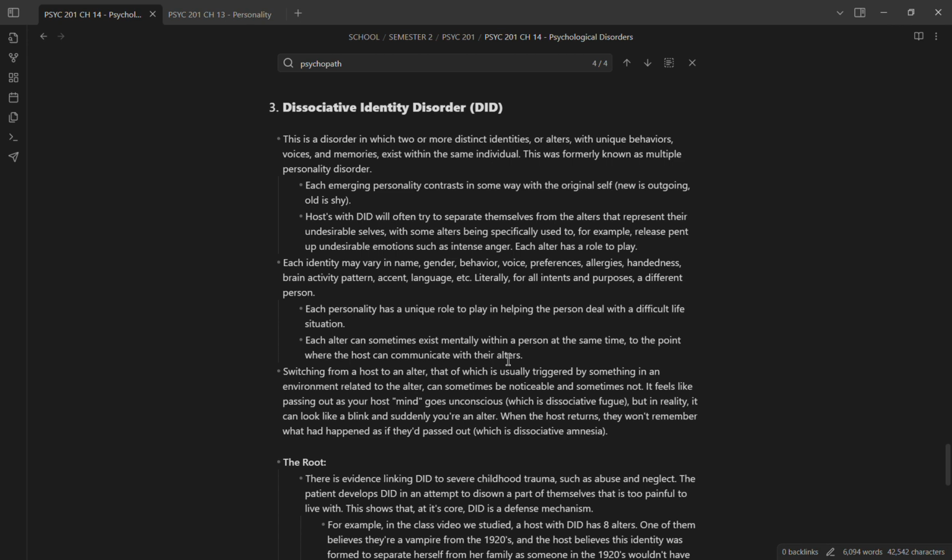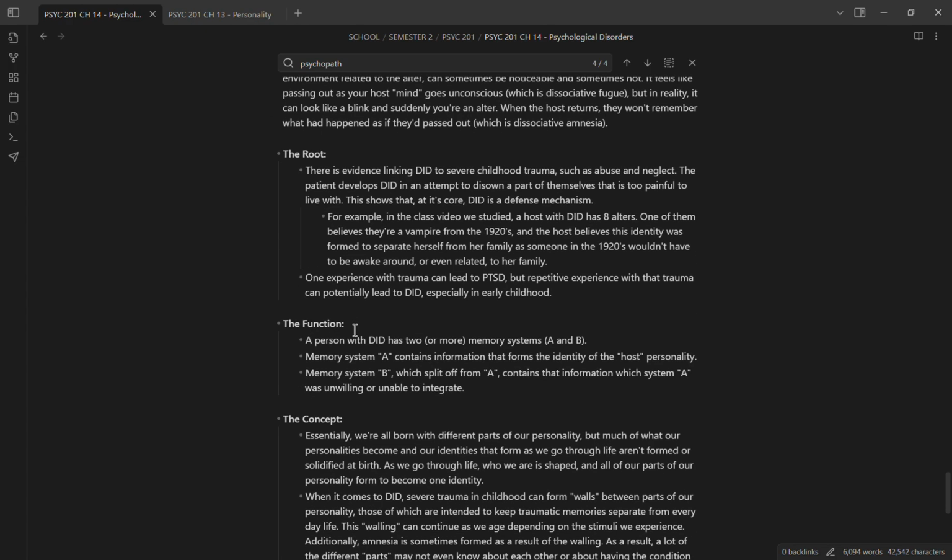So again, with DID, you have both fugue and amnesia. So let's break this down more. Essentially, what is the root of this, right? There's evidence linking DID to severe childhood trauma, such as abuse and neglect. The patient develops DID in an attempt to disown a part of themselves that is too painful to live with. This shows that at its core, DID is a defense mechanism.